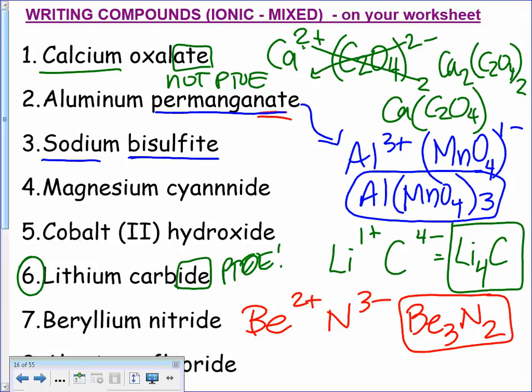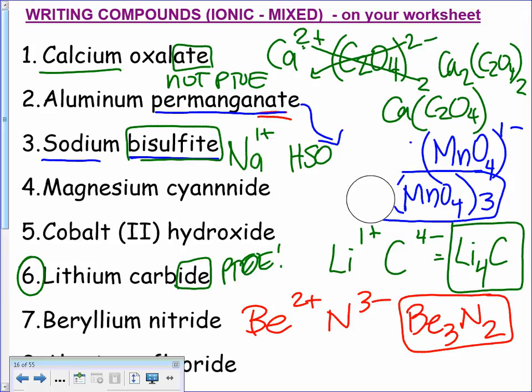Okay, so we've seen 3 endings now. What ending means I'm on the periodic table? ide. So the other 2 mean what? You're a polyatomic ion. So sodium, can you write this in green here? Sodium is a what charge? 1 plus, because it's in group 1, loses 1 valence electron. Bisulfite: HSO3, 1 minus. Parentheses. Okay? What does that make when you put it together, crisscrossing?